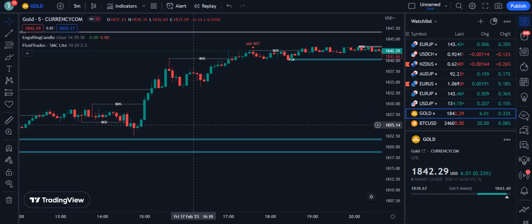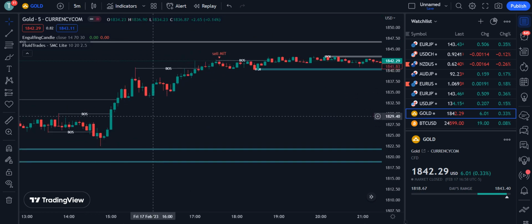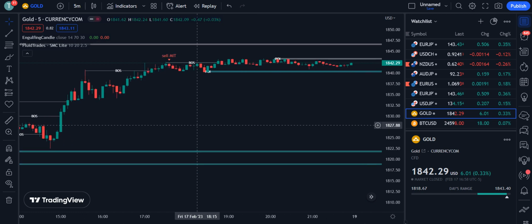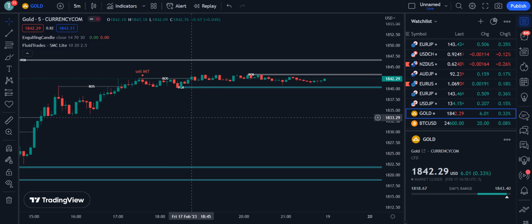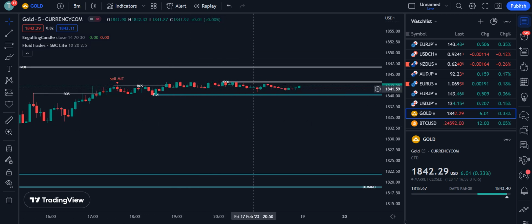Okay, and the second indicator, Fluid Trades by SMC Light, will give you these levels that will show you the supply and the demand by showing you these ranging levels. Our market has to move in between these levels, and as you can see, this will act as a support and resistance level. This is the support level, this is the resistance level, and in between these two levels your market has to move.